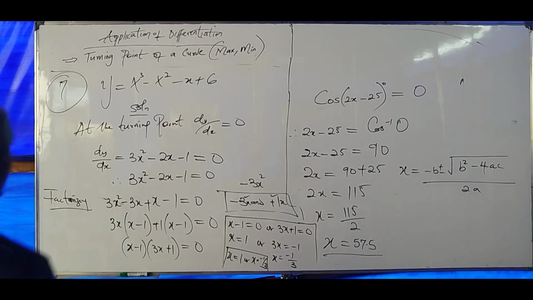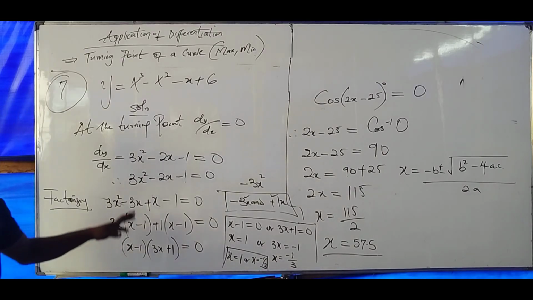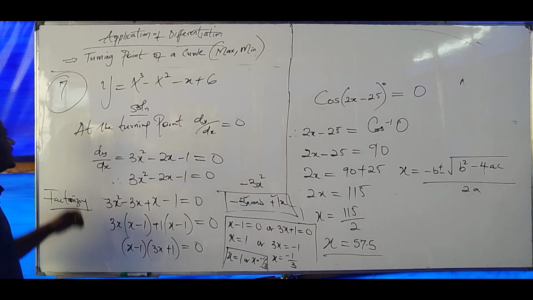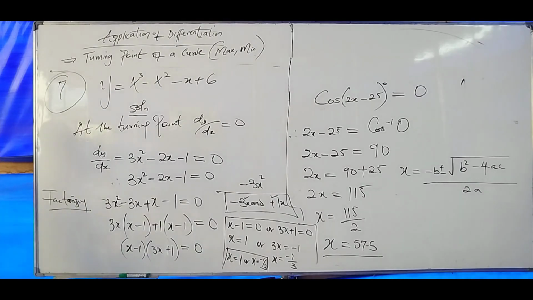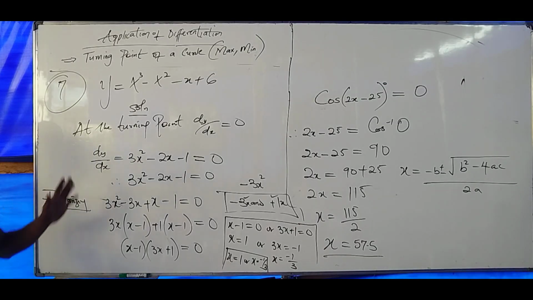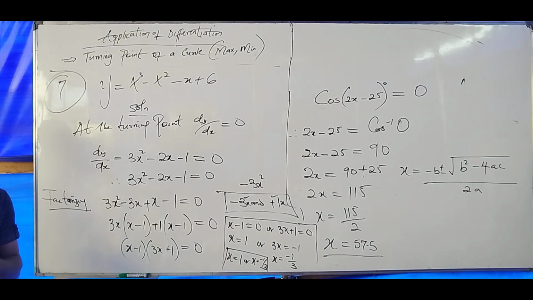Okay, let me quickly repeat this again. I think I didn't do the recording. It was on pause. Here we are given that y equals x cubed minus x squared minus x plus 6, and we have to determine the value of x at the turning points. We are asked to find just the value of x, not the minimum value or maximum value. Do you get the concept?